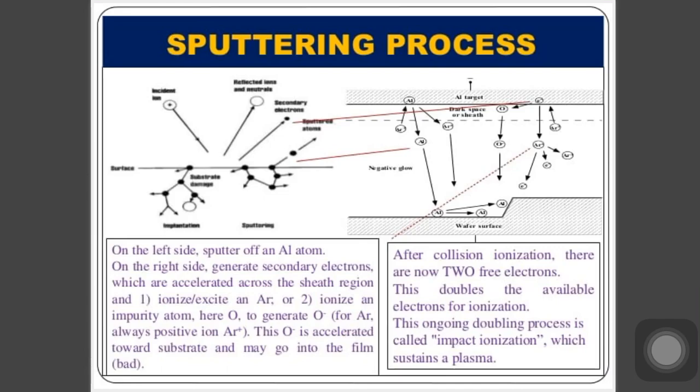On the left side you can see the sputtering of the aluminum atoms. On the right side we can generate secondary electrons.